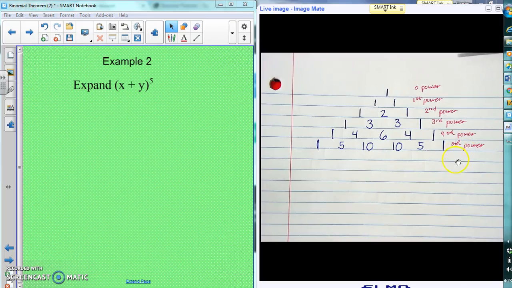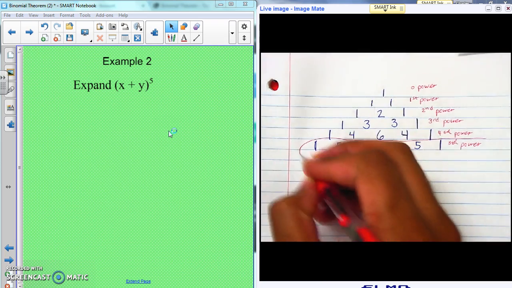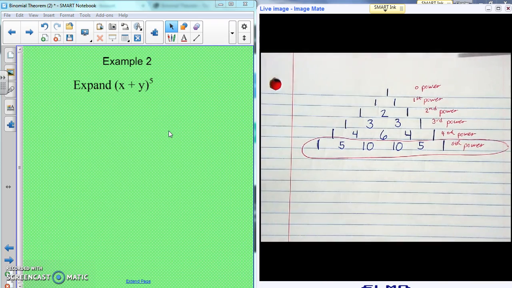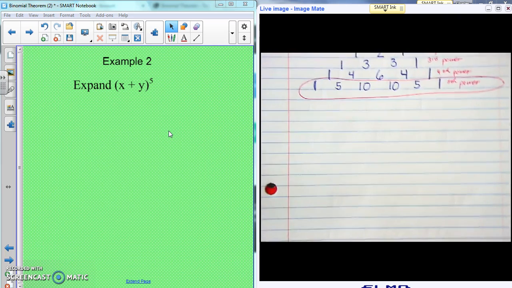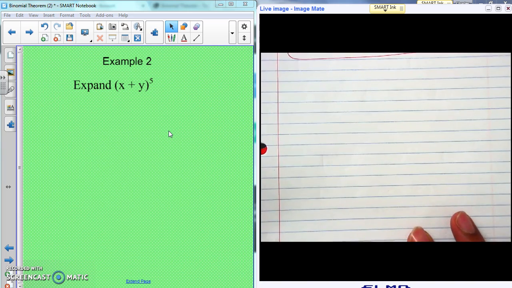All right, so here, for Pascal's triangle, we took it all the way down to the fifth power because we're talking about our fifth power right here. So we're looking at the fifth power line for our coefficients. This is where our coefficients are. So let's go ahead and write those coefficients down. That's the very first thing. Hopefully you stopped the video and wrote them down.